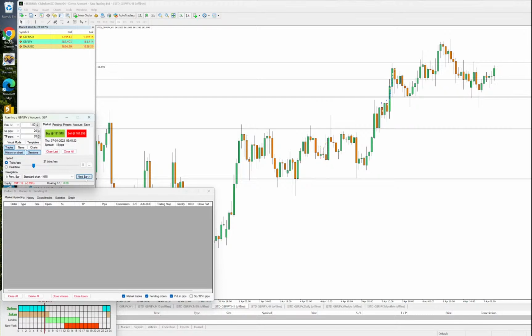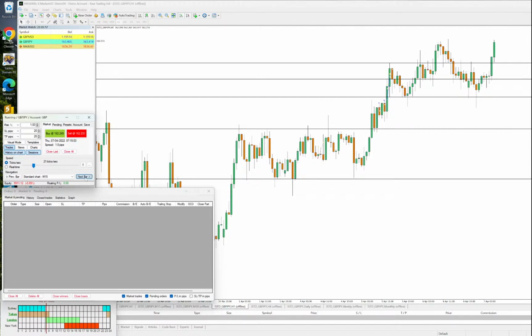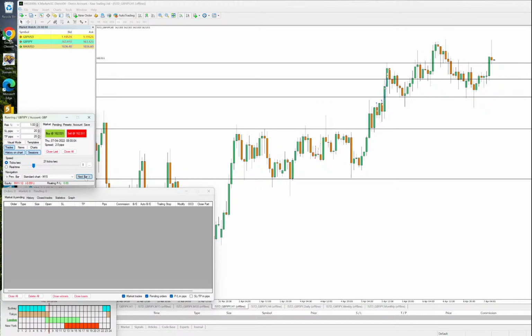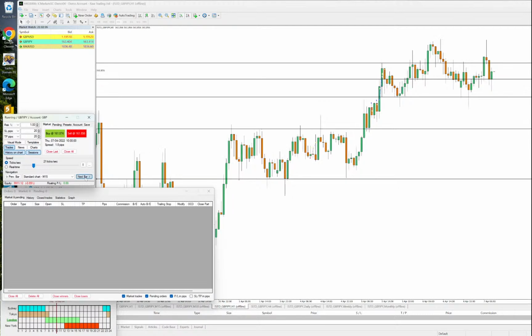We are just nasty ranging. Now this is London Open. London Open is pushing price to the upside. I'm not interested in any buys. I'm interested in sells below this support here.